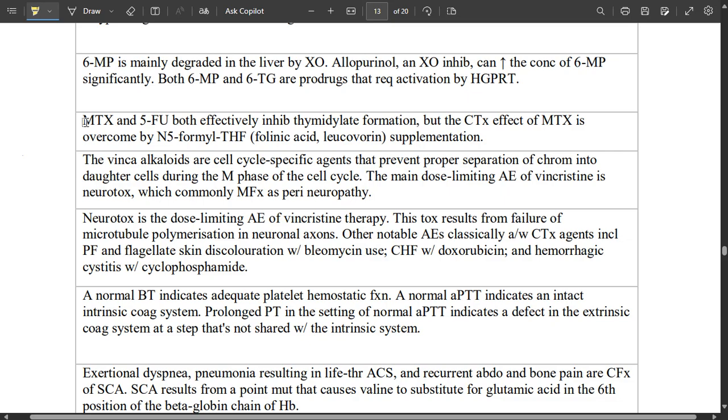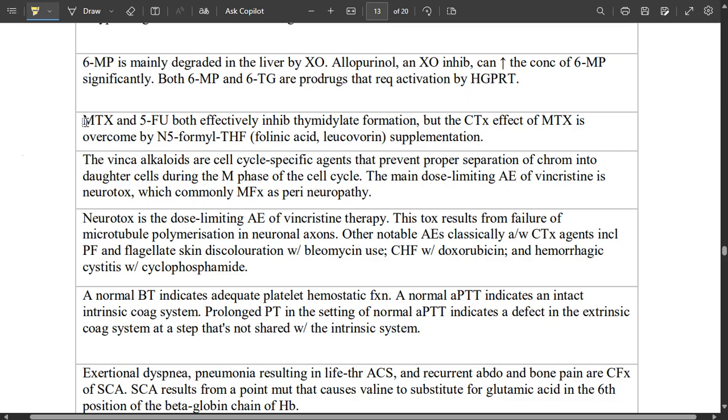Okay, 6-mercaptopurine competes with the purine derivatives hypoxanthine and guanine for the enzyme HGPRT and is itself converted to TIMP, thioinosine monophosphate. So they compete: 6-mercaptopurine and these compounds all use HGPRT.